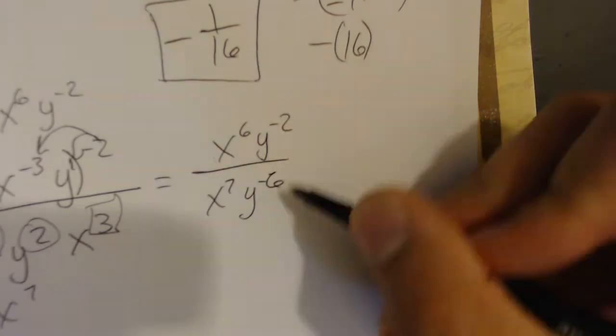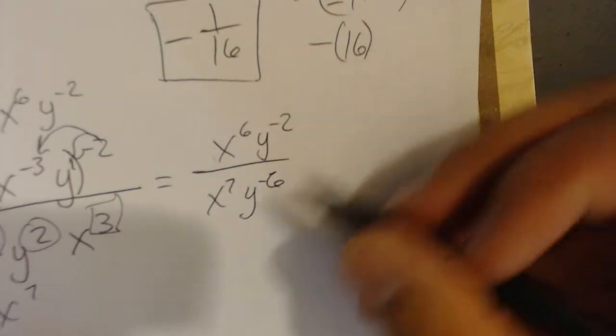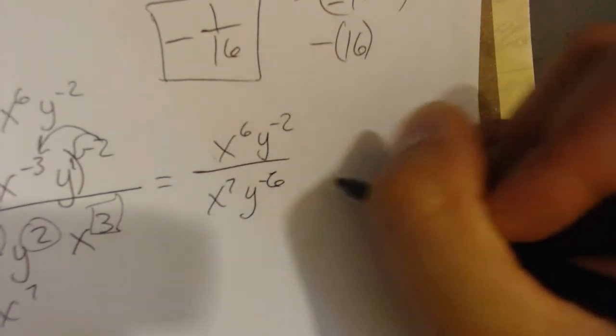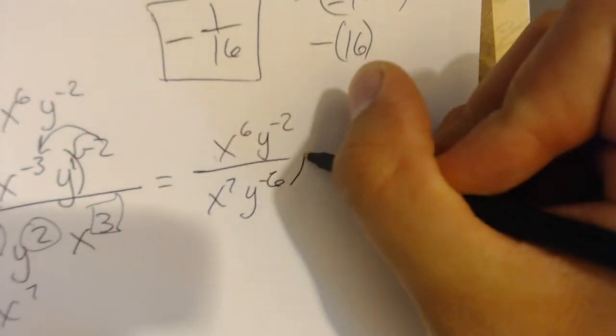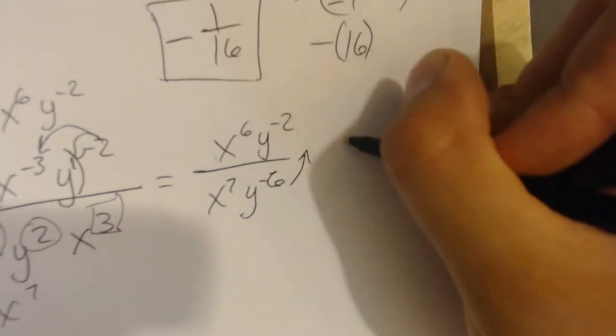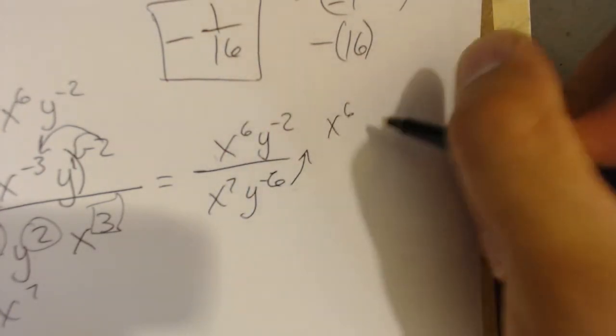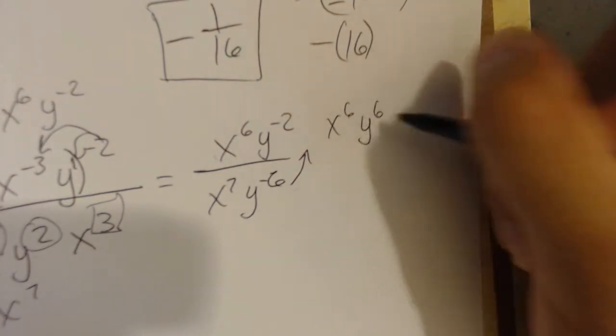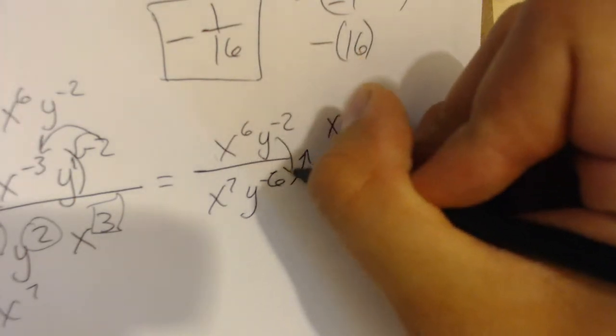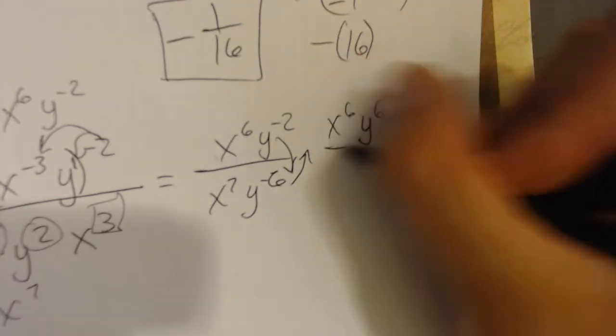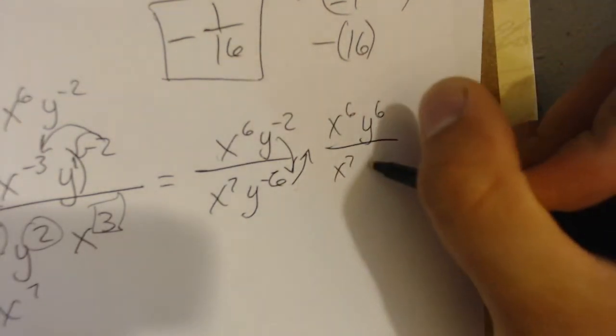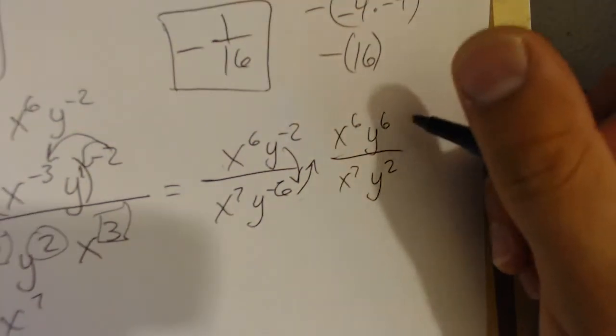I'll start by making these negative exponents positive. I can move the negative 6 to the top, so that becomes x to the 6, y to the positive 6, and then I'm going to at the same time move that negative 2 to the bottom, so then we have x to the 7, y to the positive 2.